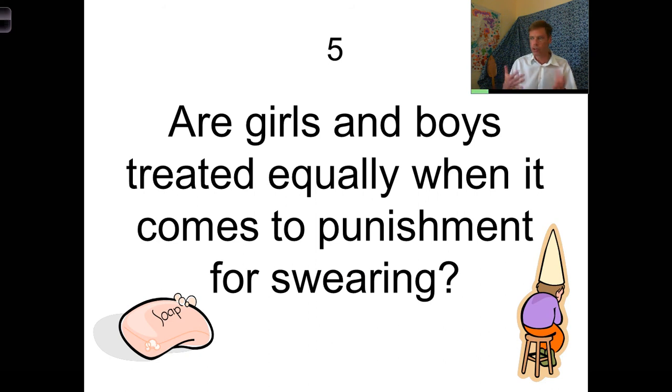Are girls and boys treated equally when it comes to punishment for swearing? And she was interested in this because she had a hypothesis. Her hypothesis, based on her own experience, was that boys are treated more leniently than girls, that girls are punished more harshly for swearing than boys are. And so she was interested in knowing whether that was true in the larger society. So this was her own experience in her own family, and she wanted to actually be able to test it and provide empirical evidence that we find this throughout society.